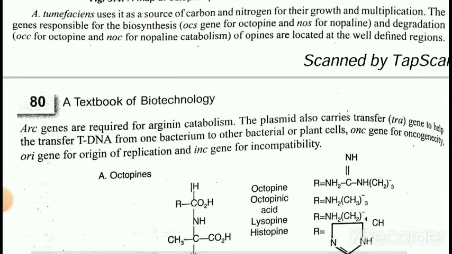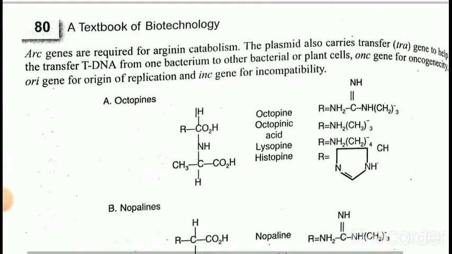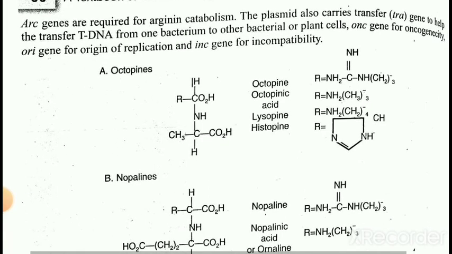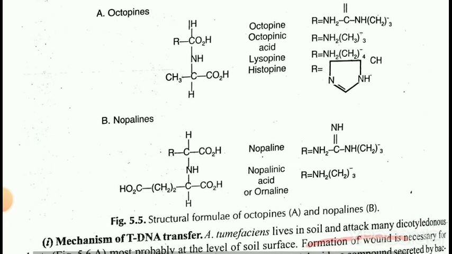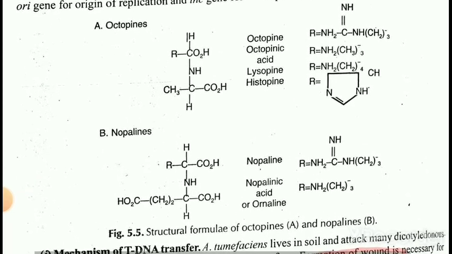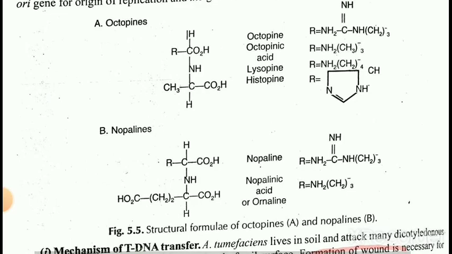arc genes are required for arginine catabolism. The plasmid also carries the transfer, tra, gene to help transfer T-DNA from one bacterium to other bacterial or plant cells, onc gene for oncogenicity, ori gene for origin of replication, and inc gene for incompatibility. See the figure. Figure 5.5. Structural formulae of octopines, A, and nopalines, B.